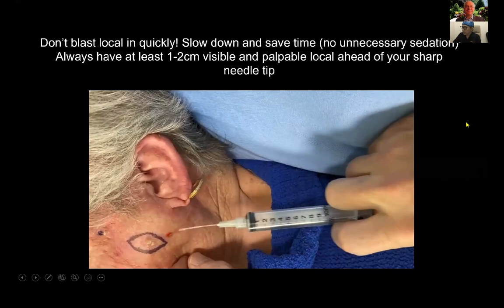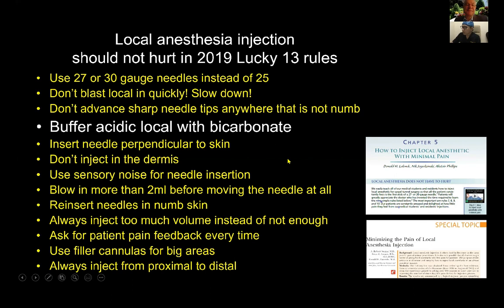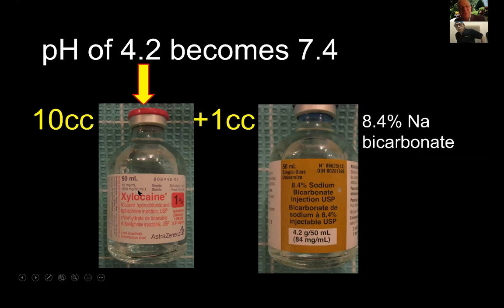Buffer acidic local with bicarbonate. So the pH of 1% lidocaine with epinephrine, which is what we have in North America, is 4.2. And if you add 1 cc of bicarbonate, the pH becomes 7.4. 4.2 is 1,000 times more acidic than body pH because this is logarithmic. And that's why it hurts. So it hurts a lot less.